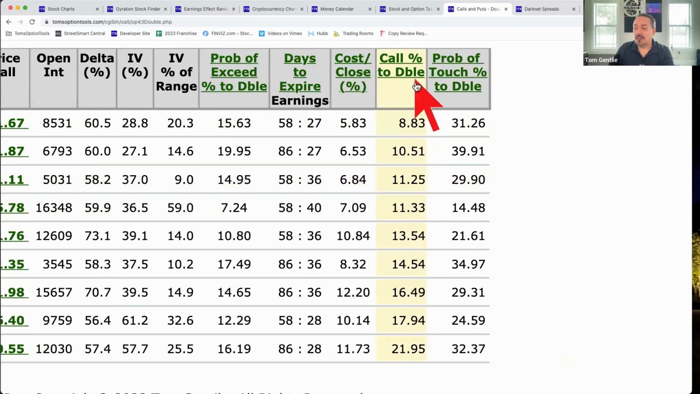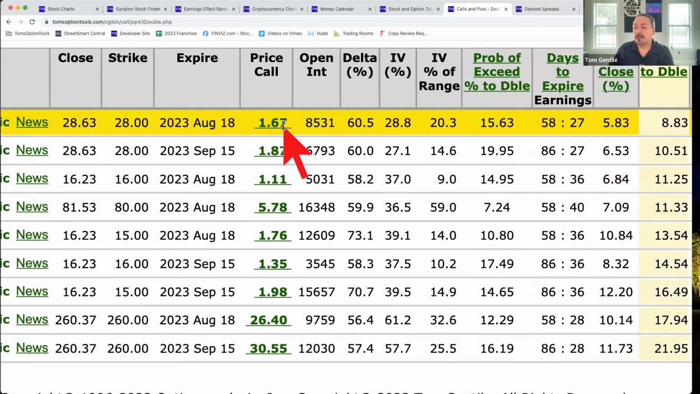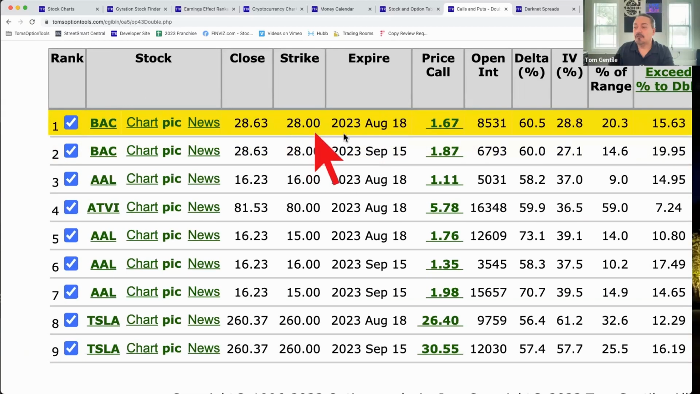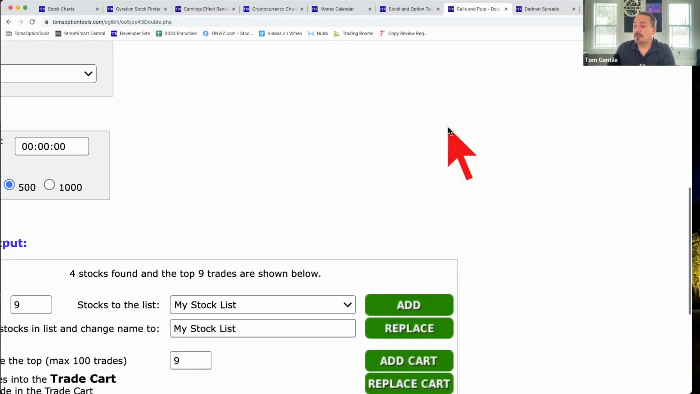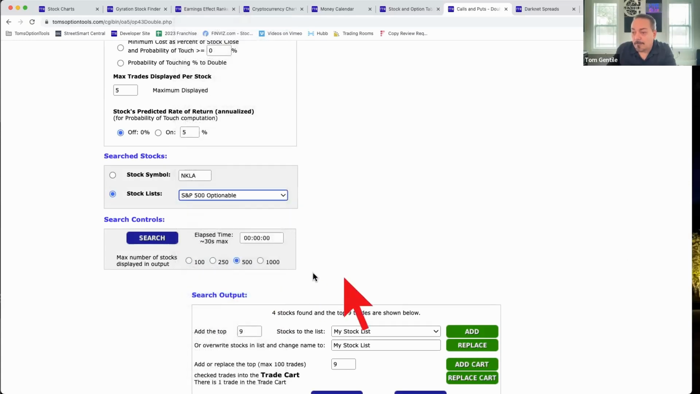We look at the percent of doubles on these. So when you look at the percent of doubles and the cost to close, American Airlines, this August 18th, 28 call option, which is priced at $1.67 right now, has the best percent to double of just those 4 stocks. Now I can run this on anything, Tom. If you really like what's going on in the S&P 500, check this out. We'll run a percent to double on the S&P 500.